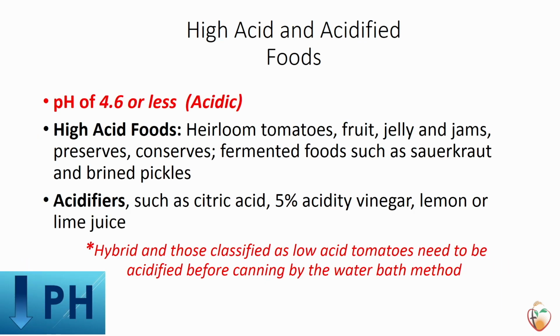High acid foods have a pH of 4.6 or less. High acid foods are heirloom tomatoes, fruit, jelly, jams, preserves, conserves, fermented foods such as sauerkraut and brine pickles. Acidifiers are added to make the food more acidic, such as citric acid, acidity vinegar, lemon, or lime juice. But just one note, hybrid tomatoes and those classified as low acid tomatoes need to be acidified before canning by the water bath method.